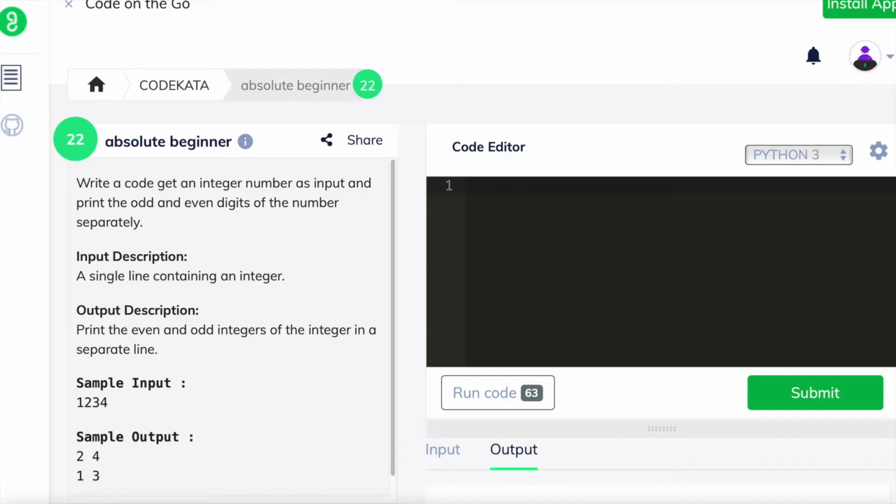Today, we will discuss one question which we were unable to solve for over a month, under the topic of absolute beginners. This video is completely about this one particular question, so let's discuss the problem statement.